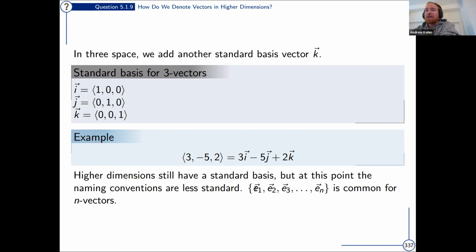And higher dimensional things, again, have different notation. The notation varies. Typically, you'll see something like e1 through en. E stands for elementary, if you're curious about these things. But we can represent things in coordinate notation to be concise.